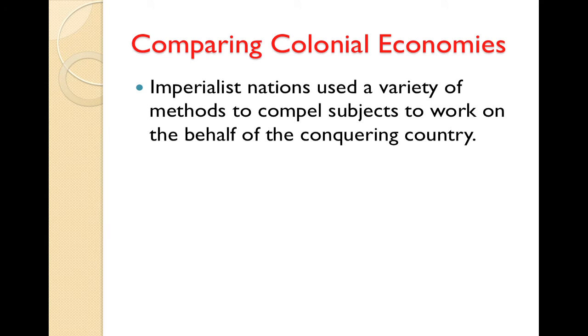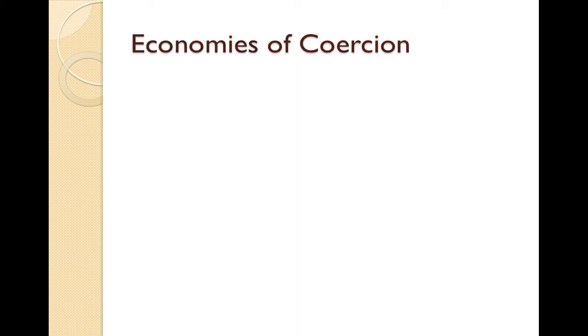The next heading is called Comparing Colonial Economies. Imperialist nations used a variety of methods to compel subjects to work on the behalf of the conquering country. And your book talks about three main economic systems. And the first is referred to as Economies of Coercion. This is forcing people to work.